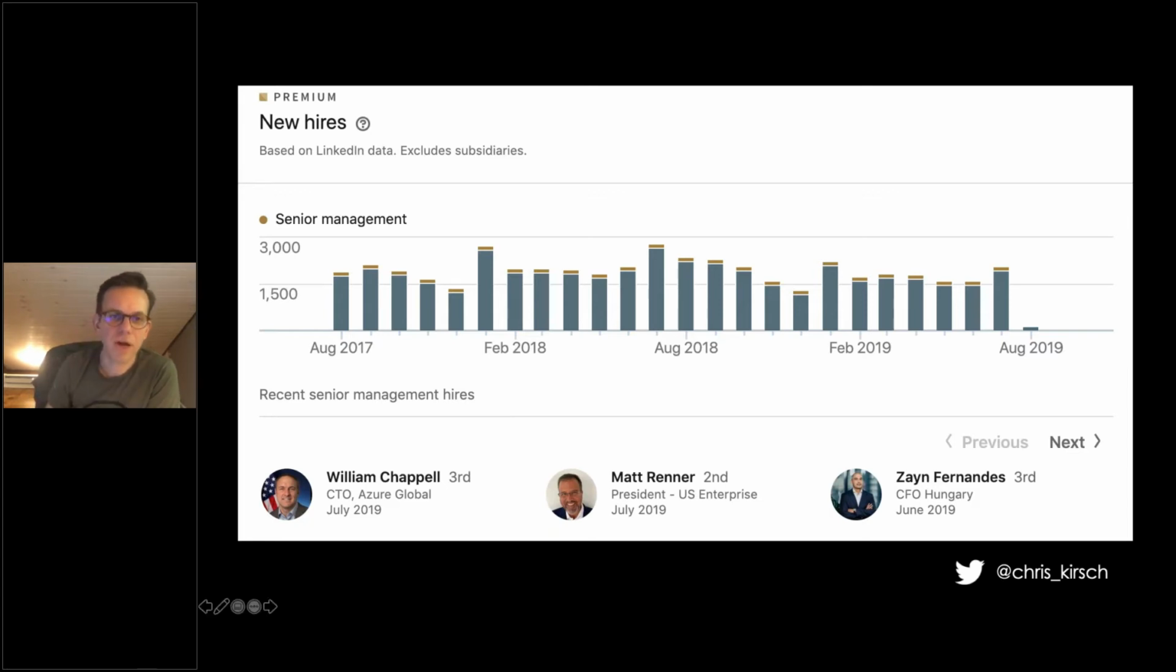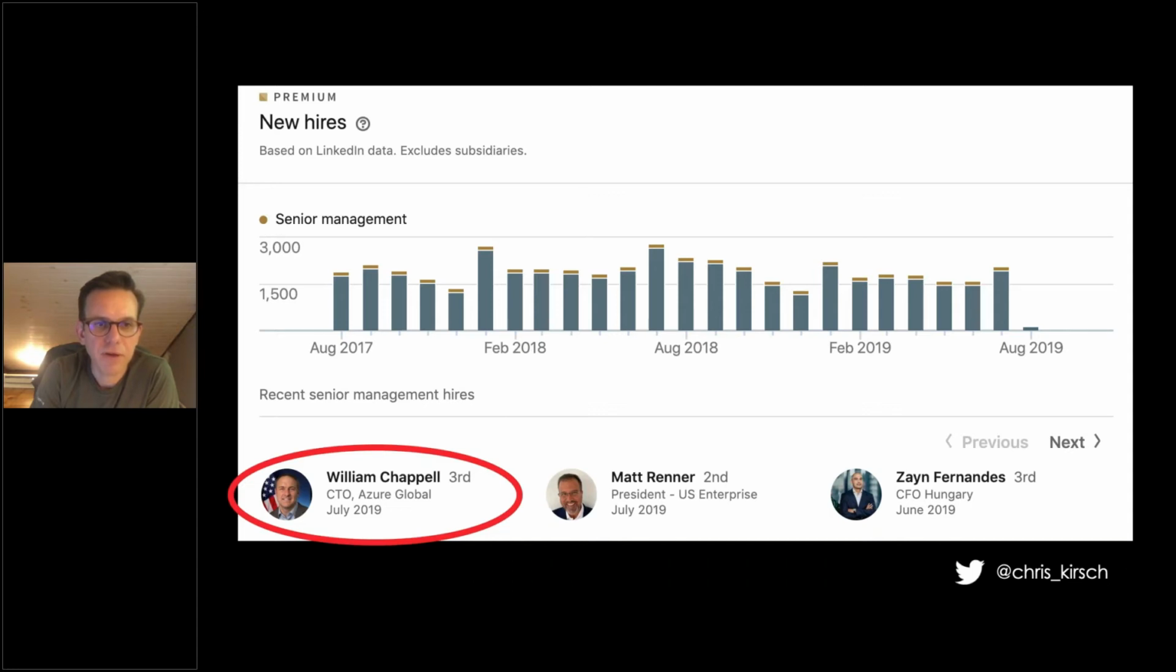If we look here at the bottom left, we see that they hired a CTO for Azure Global. That means this company is probably investing in going to the cloud if they haven't already, right? I think this might have actually been Microsoft. So this shows you where they're investing and where they're placing their chips.